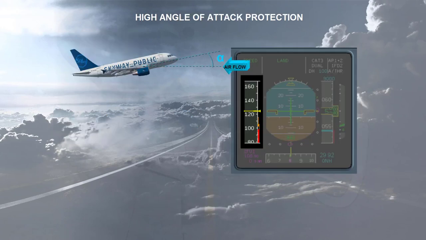The high angle of attack protection is designed to prevent the aircraft from stalling and to ensure optimum performance in extreme maneuvers such as wind shear or GPWS warning recovery. This protection takes priority over all others.